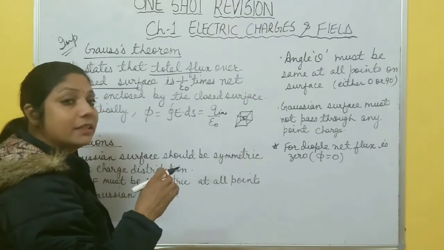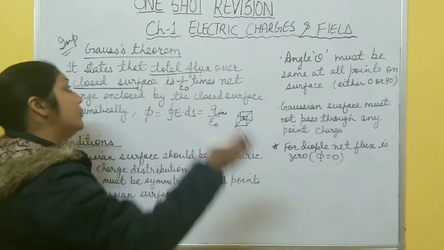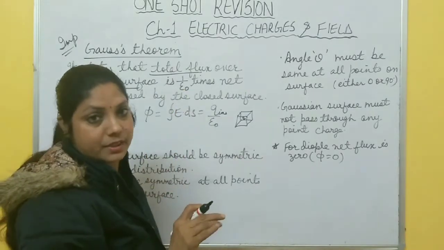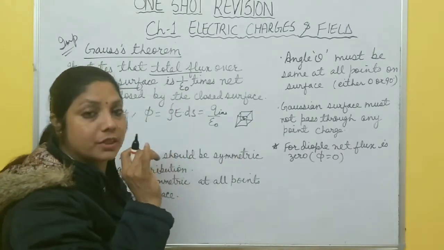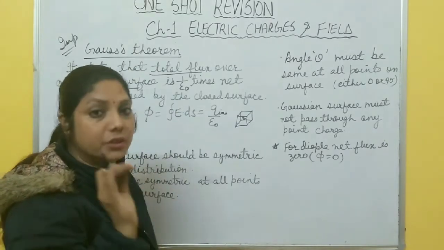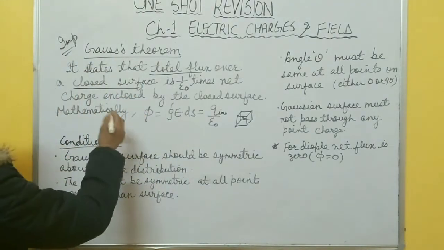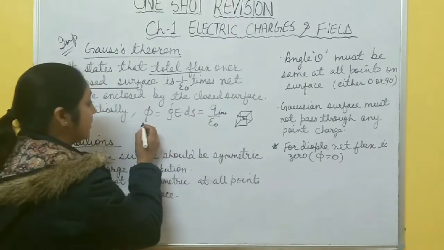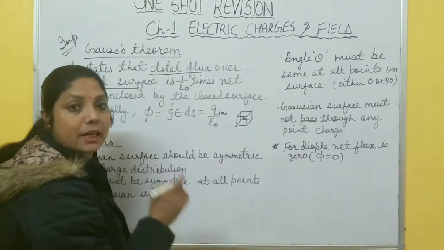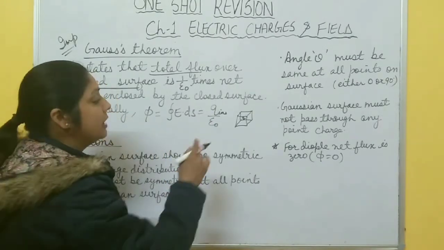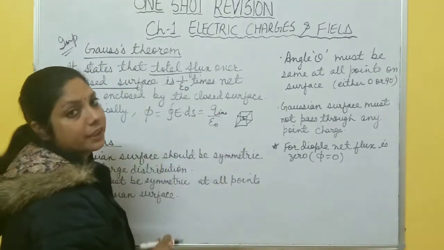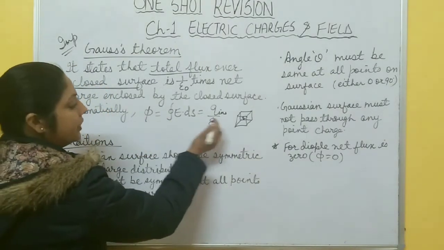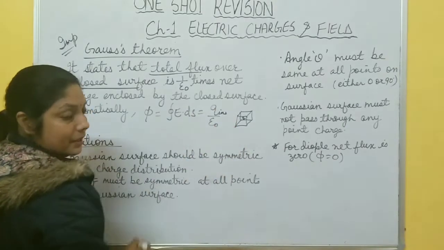So charge must be enclosed within a surface. If charge is not enclosed within the surface, then to apply Gauss theorem, you must draw a closed surface so that the charge is enclosed, and that closed surface is called the Gaussian surface. So if Q charge is enclosed inside a closed surface, then the total flux is 1 by epsilon naught times the total charge enclosed within the surface. Mathematically, phi equals the integral of E dot ds equals Q by epsilon naught.